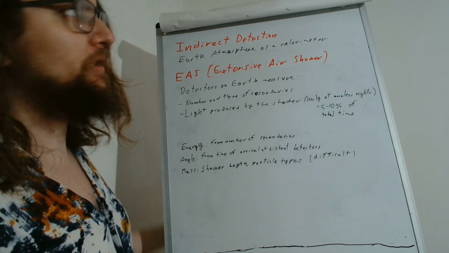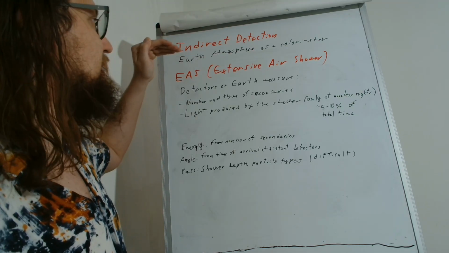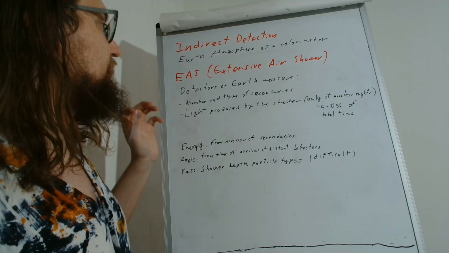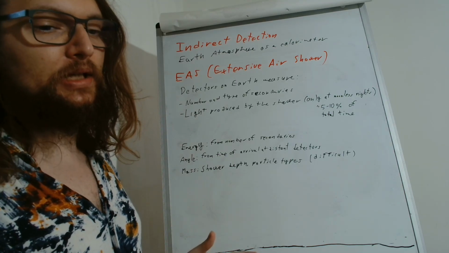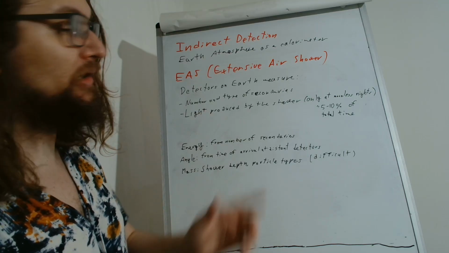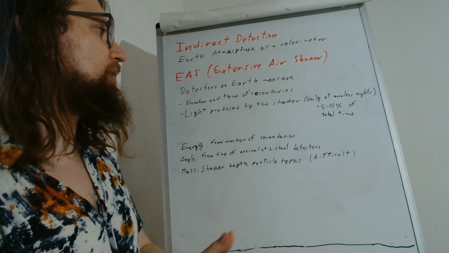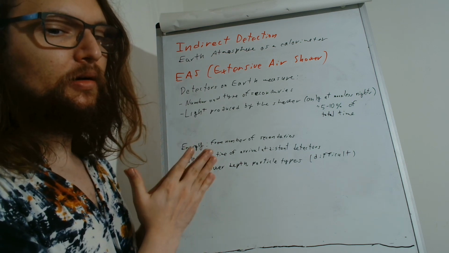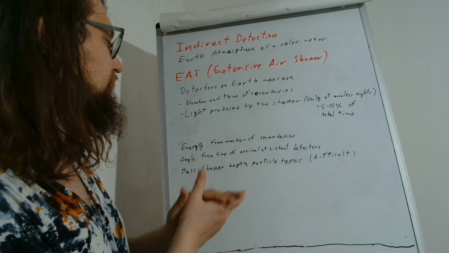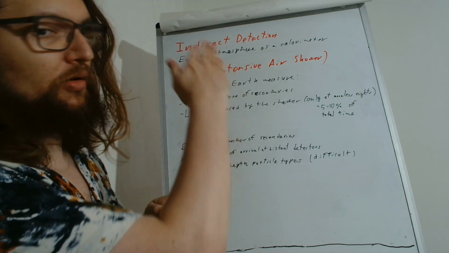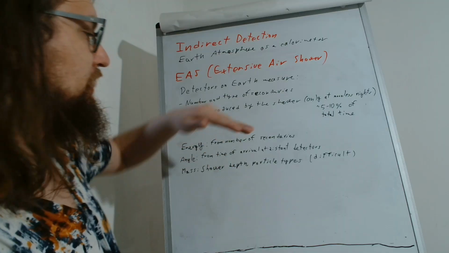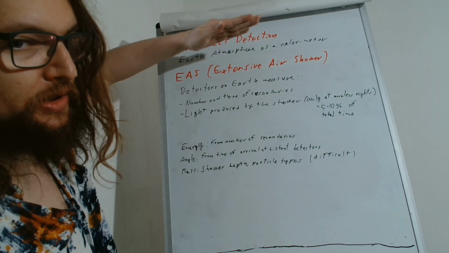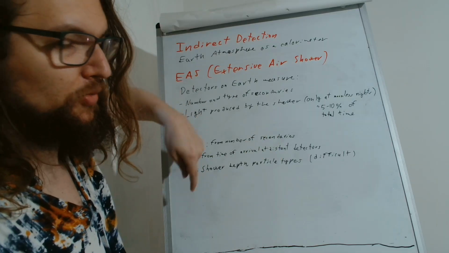For higher energies we need indirect detection. We must let the Earth's atmosphere act as a calorimeter, so the cosmic ray hits the atmosphere and initiates an extensive air shower. Detectors on Earth can measure the number and type of secondary particles from the shower. They can detect the light produced by the shower, but this can be done only on moonless nights, which is only about 5 to 10% of the total amount of time. They can reconstruct the energy of the primary particle by counting the number of secondary particles, and the angle of direction at which it hits the atmosphere from the time of arrival at different, distant detectors. So if it is perpendicular, for instance, it will hit all detectors simultaneously.